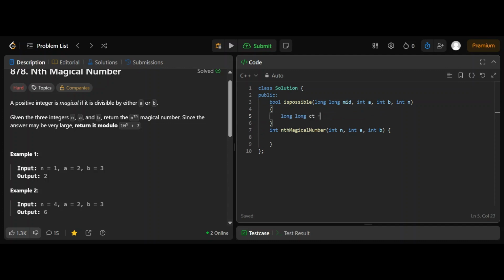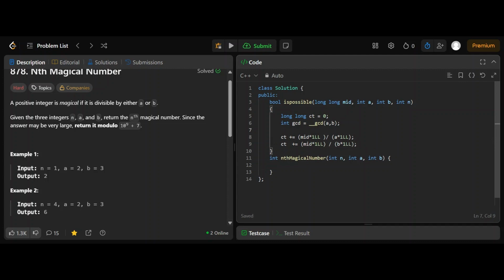We will have count. Count is the number of elements less than or equal to mid which is divisible by either a or b. So first we'll need to find the GCD. So GCD will be __gcd of a comma b. But as both a and b are integers, you will get the GCD also in integer format. Now when you are counting, first we will do mid divided by a, so mid into 1 ll divided by a into 1 ll. So we are making both long long. Mid is anyways long long, but a is not. So we are making a and mid both long long. Now we have to do mid into 1 ll divided by b into 1 ll.